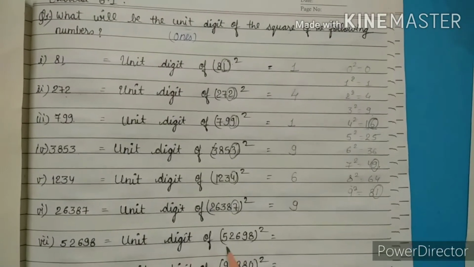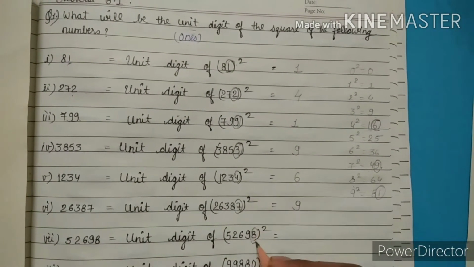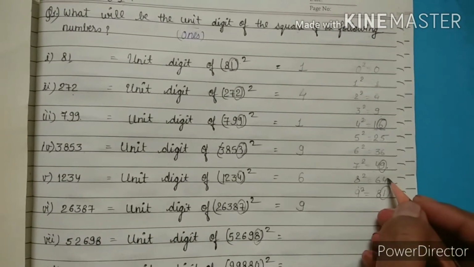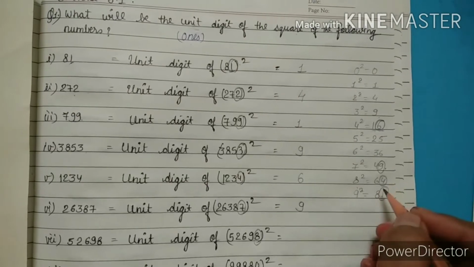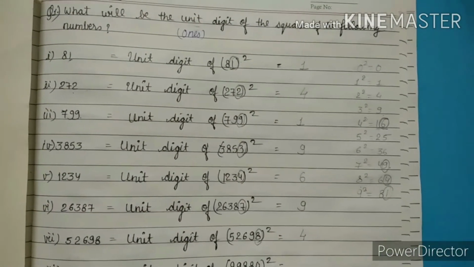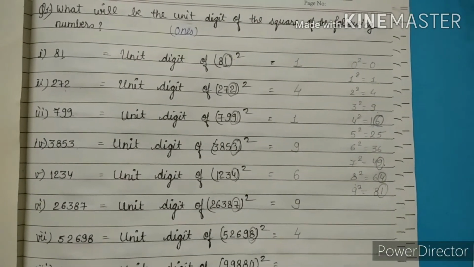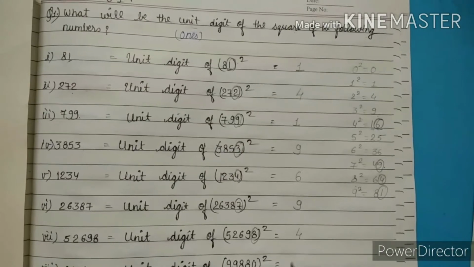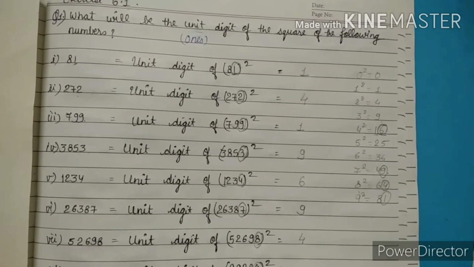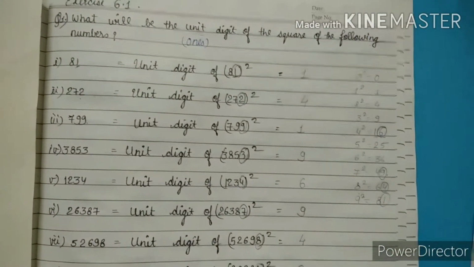Now the seventh question is 52698. Here the unit digit is 8. When we take 8 square, the answer is 64, and 64 has the unit digit 4. So 4 will be its answer. Now 99880 square. We have to write the unit digit. Here we have 0 as the unit digit. So when we take 0 square, it gives us the answer 0.